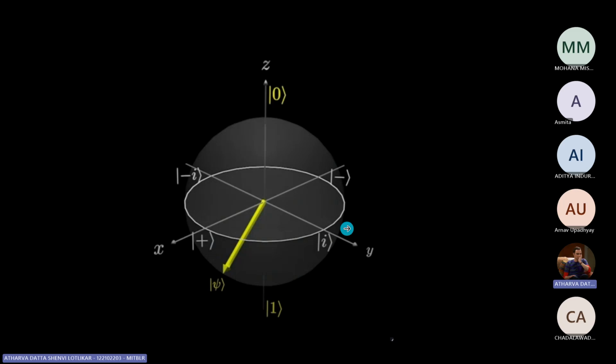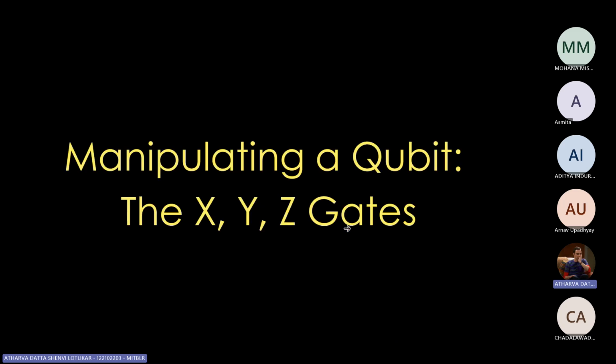So this is the whole concept about the Bloch sphere. Now, coming to your three main basic single qubit gates, which are X, Y, and Z.